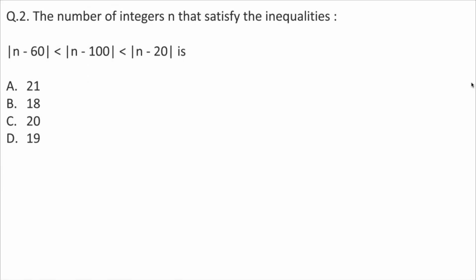Hey guys, let's solve this next question. You can just give it a try and you can resume to look at the solution.